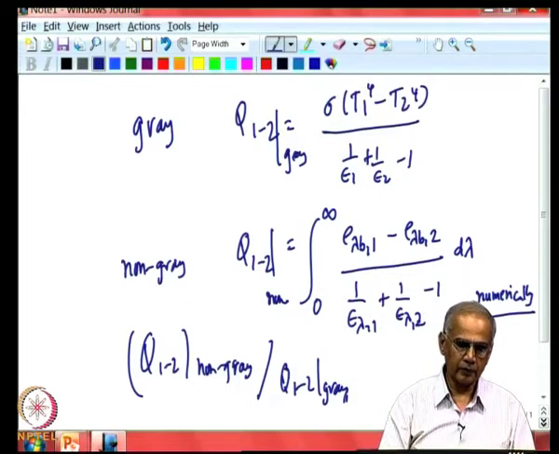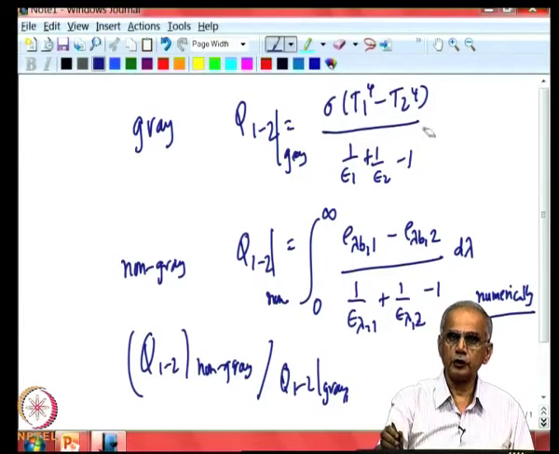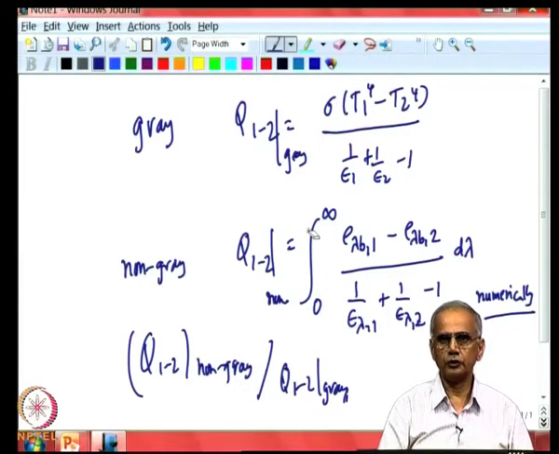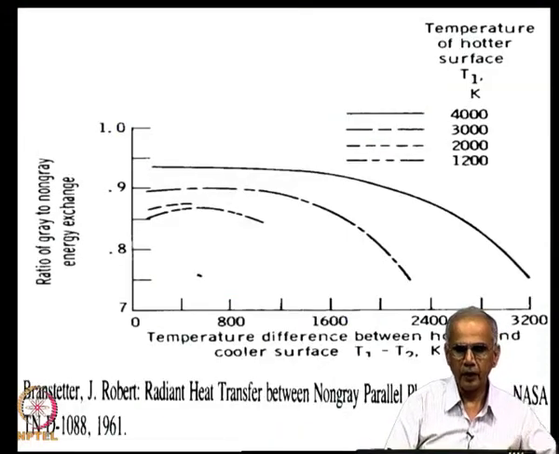Now, this is of great practical relevance for engineers, because if it is a gray surface, you can do this calculation by hand, because that is a very simple result. If it is non-gray, you will need a computer to do this calculation. So, if you are in the field and you want a quick estimate and you assume a gray surface approximation, you would like to know what kind of penalty is involved in that approximation. So, we will go back to that graph and look at this.